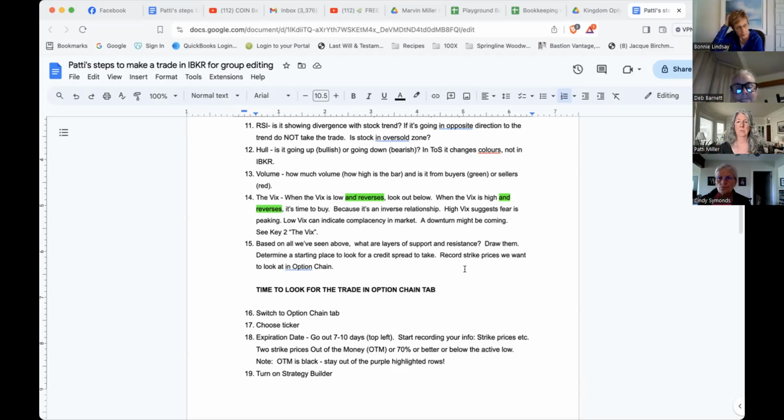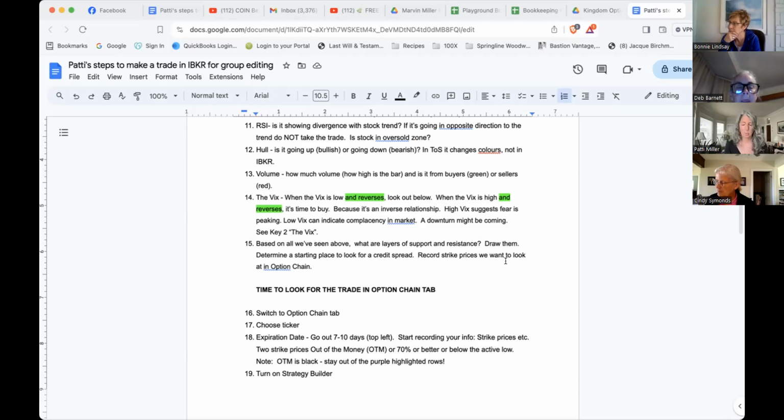So would you say a good way to word that is: determine a starting place to look for a credit spread that will give us the probability and the credit amount that we want?